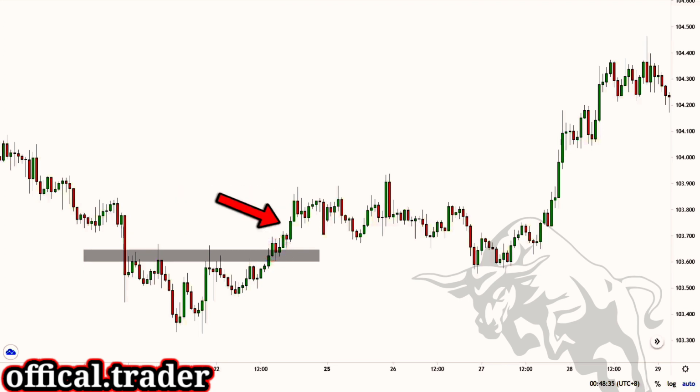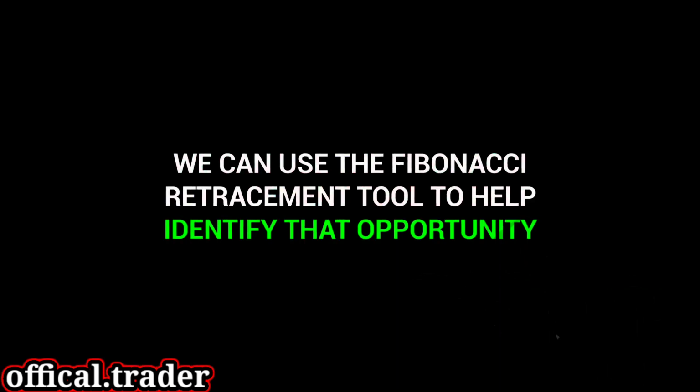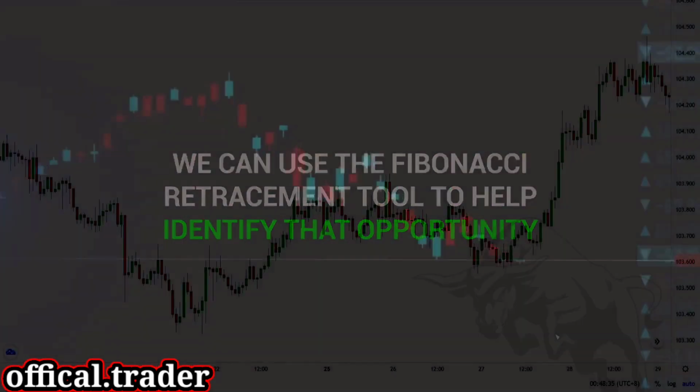It even continues higher and is able to break above the previous high. So at this point in time, we could begin looking for a potential buy trade opportunity, and we can use the Fibonacci Retracement tool to help identify that opportunity.